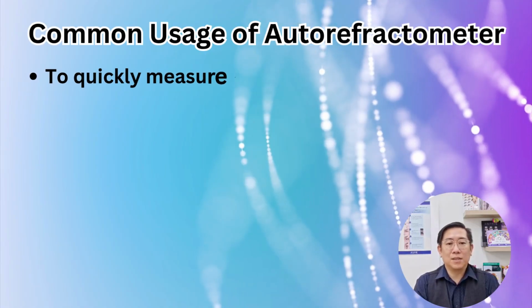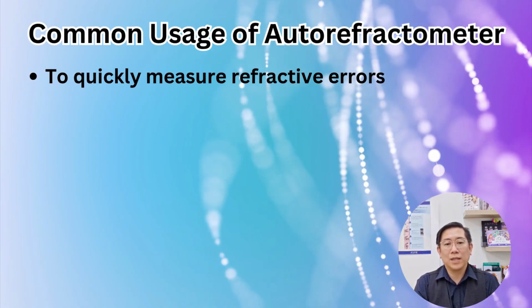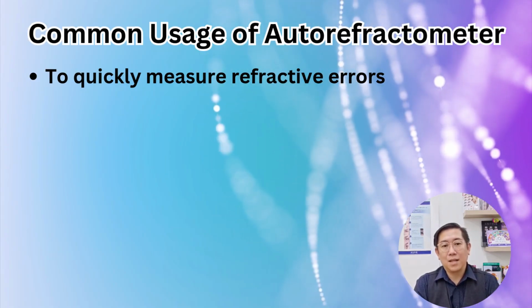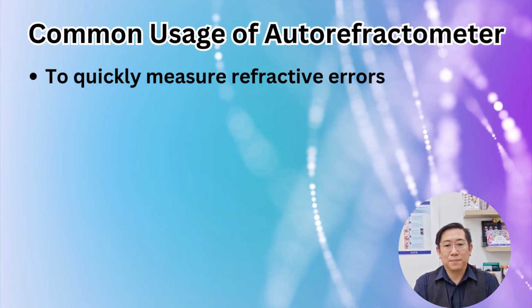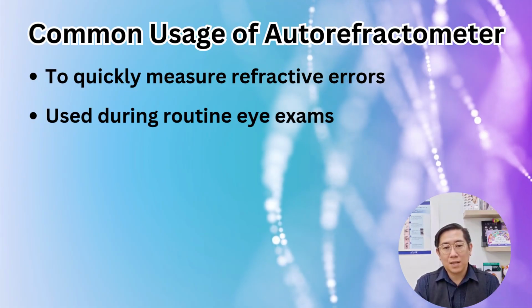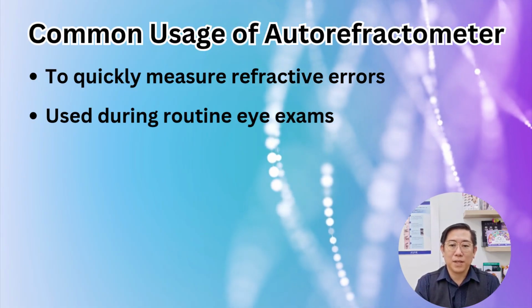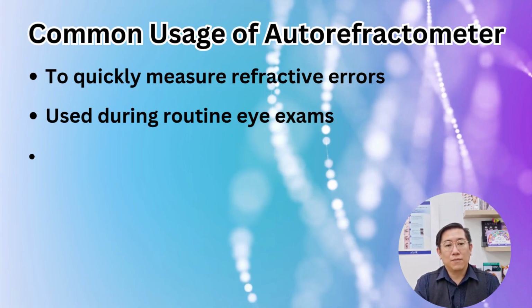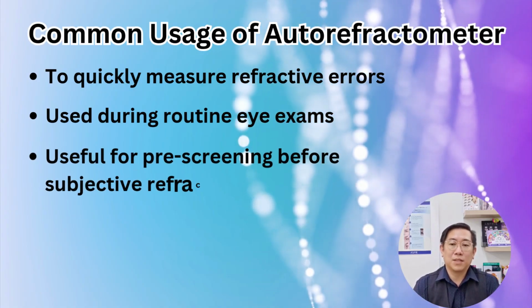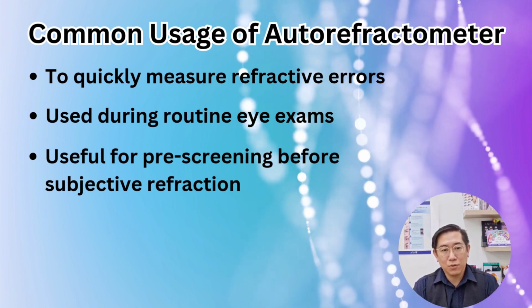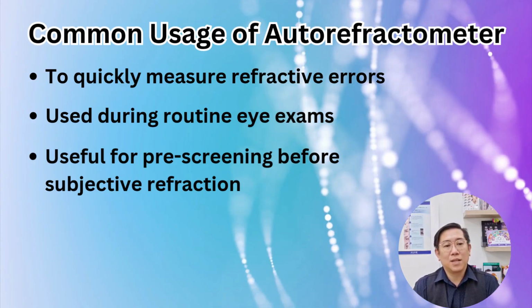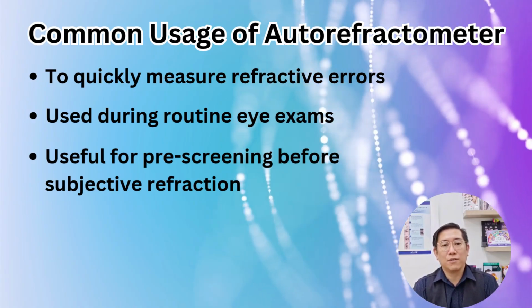Today, I'm going to talk about the common usage of autorefractometer, a vital tool in modern eye care. An autorefractometer is primarily used to quickly measure refractive errors, which helps determine whether a person is nearsighted, farsighted, or has astigmatism. It plays a crucial role in routine eye examination by providing a fast and objective estimate of a patient's refractive status. One of its main usages is as a pre-screening tool before performing subjective refraction, where the optometrist fine-tunes the prescription based on patient's feedback. This saves time and helps build solid baseline for accurate results.